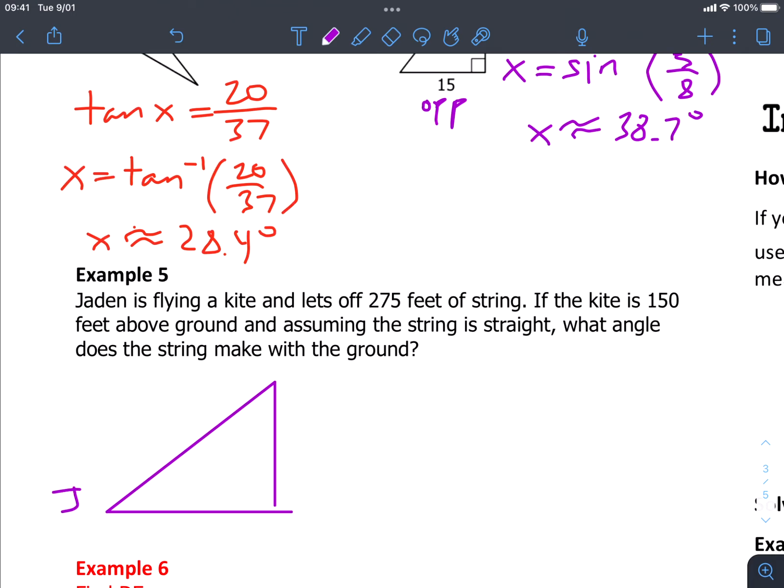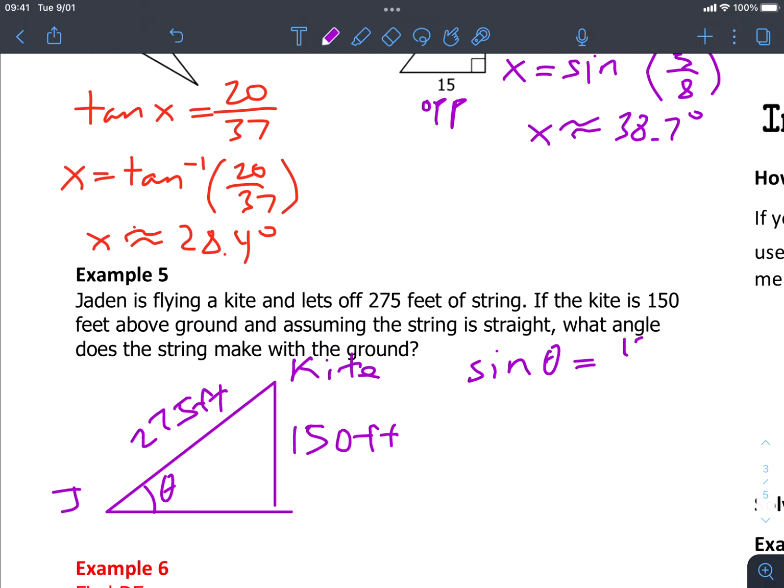We know a few things. We know that Jaden has let 275 feet of string out, and the kite's up here. And we know that the kite vertically is 150 feet above the ground. What we want to know is, what angle does the string make with the ground? What's angle theta? Well, again, I have an opposite and a hypotenuse in relation to my angle. So this would be a sine function. So sine of theta is equal to 150 over 275.